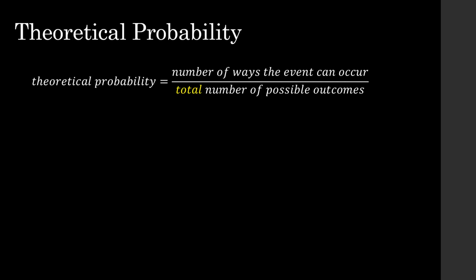Now let's move on to theoretical probability. So again, like experimental, your total is still in the bottom, except now it's the total number of possible outcomes. Meaning, if I were to roll a normal dice, there are 6 different sides to a dice. So that means I have 6 different possible outcomes. And the number of ways an event can occur, again, is similar to before. How many of those options do I have?